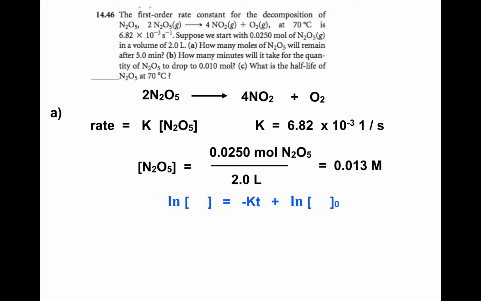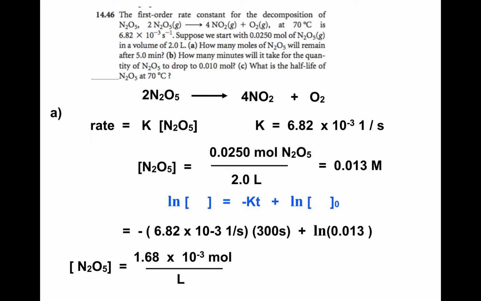So I know how much time went by, and I know what the rate constant is, and I know what my initial concentration is. So I can plug into this and solve for what the concentration is going to be at time t. And that's the power of the integrated rate law. They didn't want the concentration, they wanted moles. So use liters to convert from moles per liter to moles. So that's how many moles you're going to have after 5 minutes.